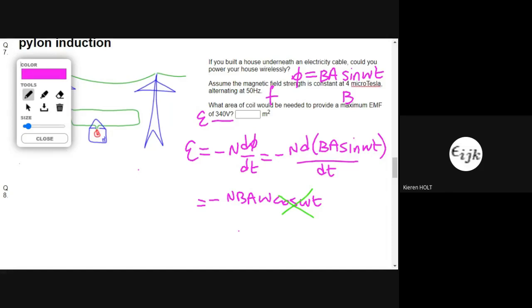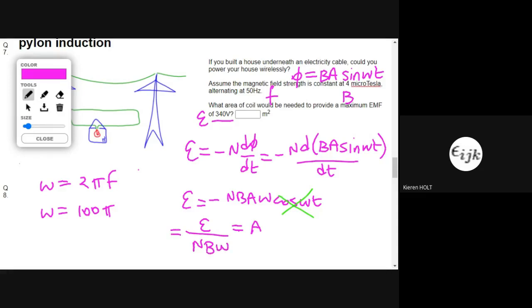All we need to do now is find omega. We know already that omega is 2 pi f, 2 pi times 50. Well, that's just 100 pi. Let's just leave it like that, I suppose. And then all we need to do is rearrange for the area. So the area is the magnitude. We're just looking at magnitude, so I can ignore the minus sign as well. That's going to be the EMF divided by NB omega.